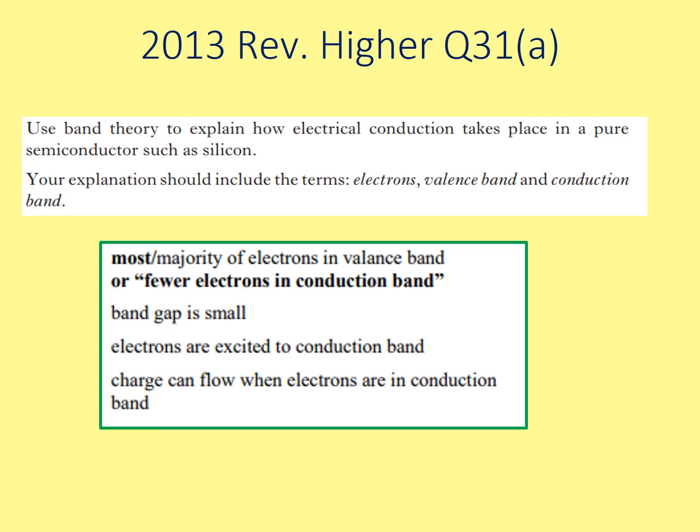Now, when that happens, conduction. So, electrons are given enough energy to cross the band gap between the valence band and the conduction band, at which point conduction takes place.